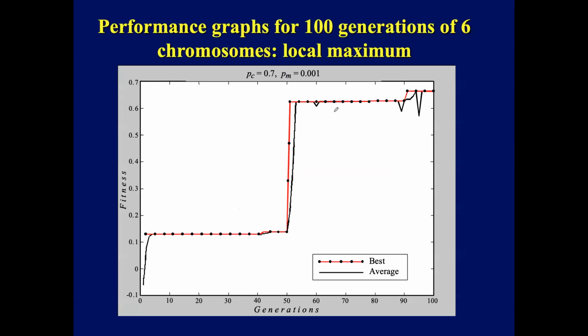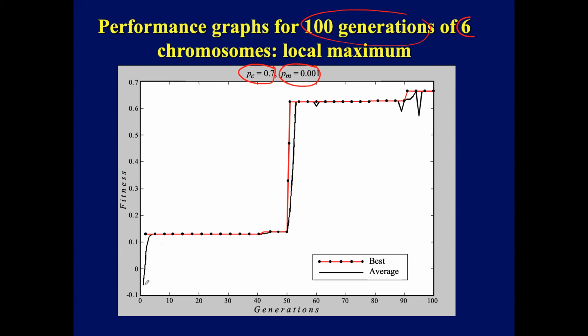Okay. So here we get to see the performance graphs for 100 generations of 6 chromosomes. Here we have used a crossover probability of 0.7, a mutation probability of 0.1, and then we've run 100 generations of a population size of 6 chromosomes. So this is the result we get in this case, the behavior of the fitness values.